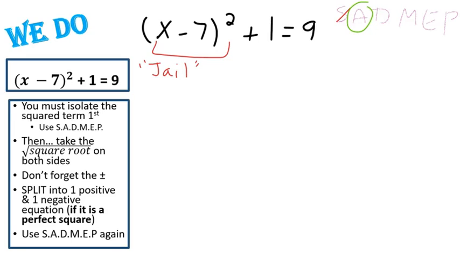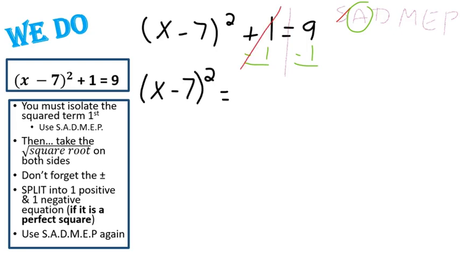So I deal with the addition. What's the opposite of addition? Subtraction. So you subtract 1 on both sides. Draw that beautiful wall through your equal sign so you can clearly see your left side from your right side. Those ones are going to cancel out. I bring down the x minus 7 squared. And what's 9 minus 1? Yeah, 8. Now from here, we are not done.